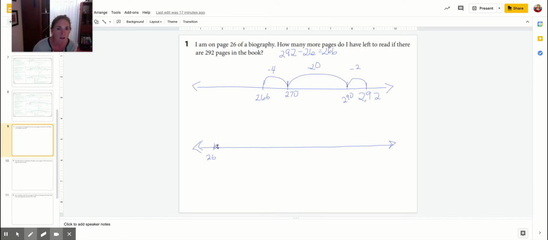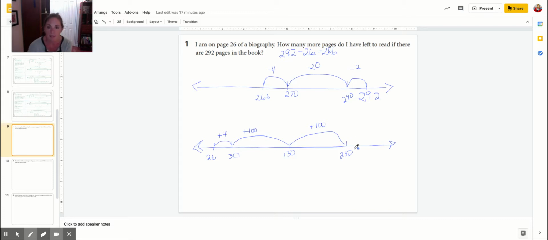So the first thing I want to do is add 4, because I like getting to a friendly number, and my friendly number is 30. And then I'm just going to add 100 plus 100. That gets me to 130. And I can add another 100 without going over 292, plus 100. That gets me to 230.